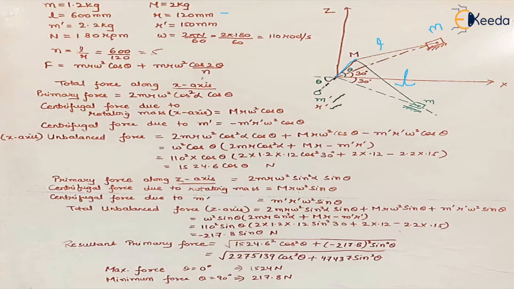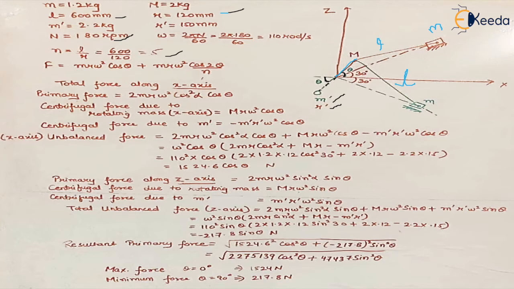at some radius r dash, which is already given in the question. Because these are the opposite angles, if this angle is theta, this angle will also be theta, which the counter mass makes with the x-axis, right? So we know the values of l and r, so we can calculate n, which is l upon r. Speed is given, so we can calculate omega, which is 2 pi N upon 60.